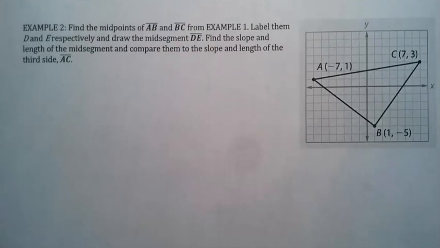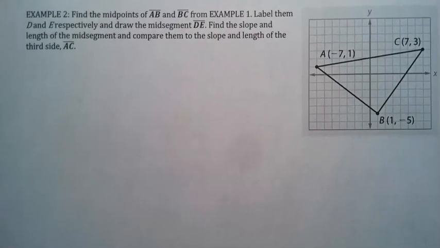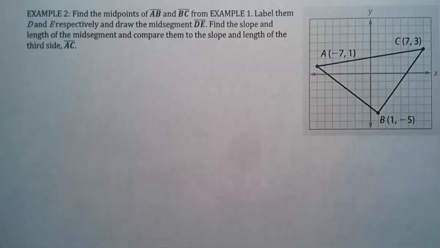Okay, let's go on to the back side. In example 2, it says find the midpoints of AB and BC from example 1. So we're using the same exact shape. We're just doing more with it. Label them D and E respectively and draw the midsegment DE. Find the slope and the length of the midsegment and compare them to the slope and the length of the third side, AC. Whew, okay, so we got a lot going on here.